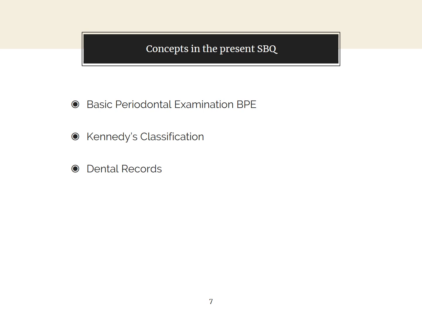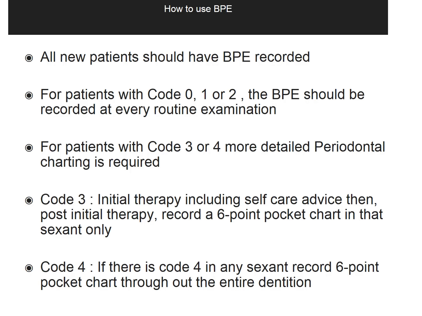So when we look into this SBQ, there are 3 concepts. One is basic periodontal examination, Kennedy's classification, and dental records. These 3 areas were there in this question. So if you are thorough with those 3 areas, it is very easy to answer this question. So we will just go through these concepts.